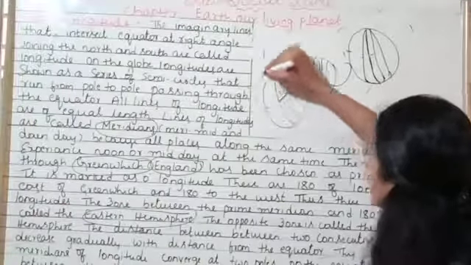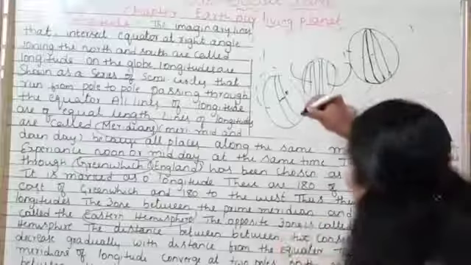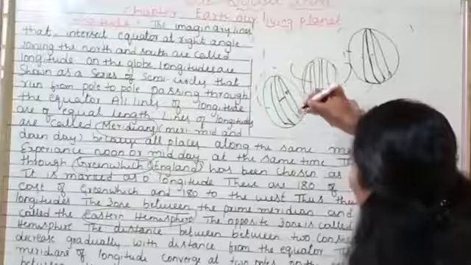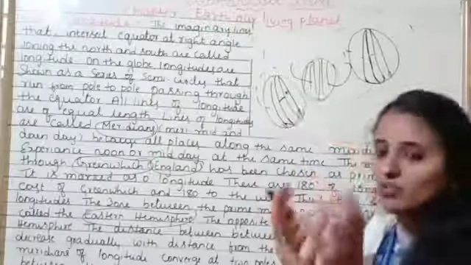Everywhere on the equator the same distance will be there. But when it goes to the end like this, the longitude measure will decrease.